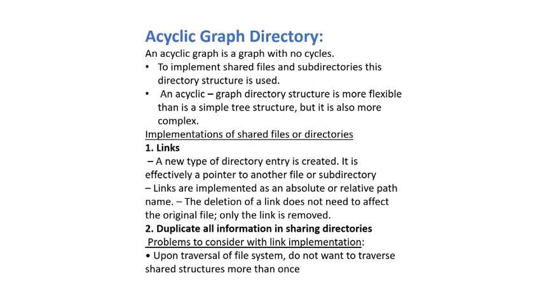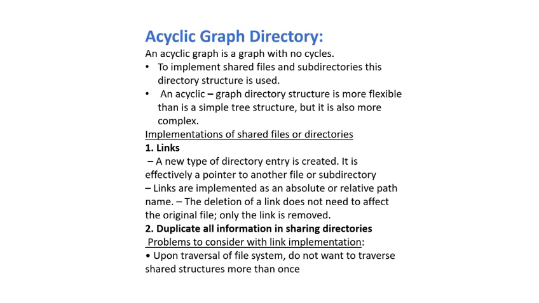Acyclic graph directory. An acyclic graph is a graph with no cycles. To implement shared files and subdirectories, this directory structure is used. An acyclic graph directory structure is more flexible than a simple tree structure, but it is also more complex.